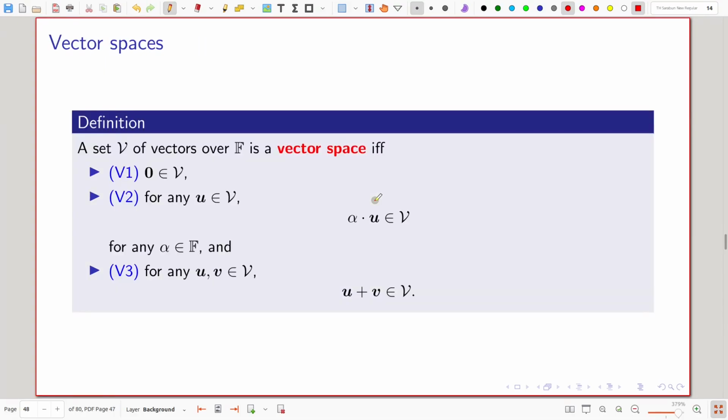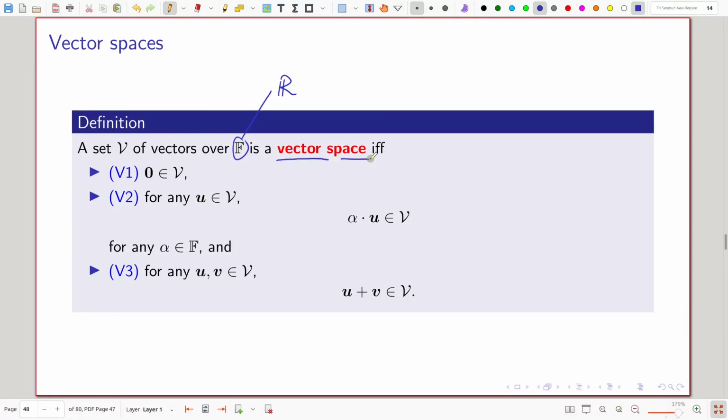So we define a vector space to be a set of vectors over some field. When you see F, you think of this as R, but it doesn't have to be real numbers. It can be something else that we'll see on Thursday. But for now, think of it as R. So we say a set of vectors is a vector space if and only if, first of all, it contains 0. And if you take any vector inside it and you scale it, it remains inside the set.